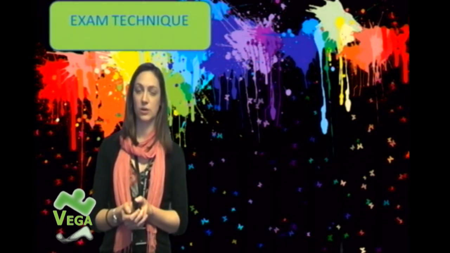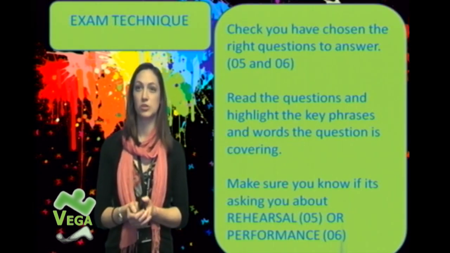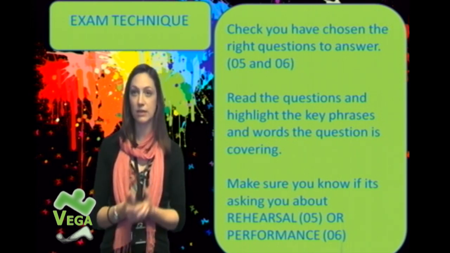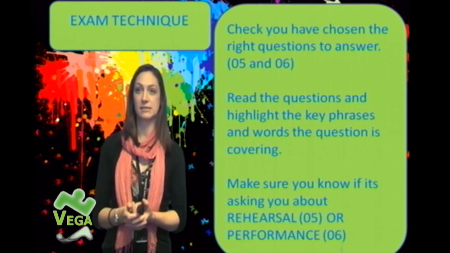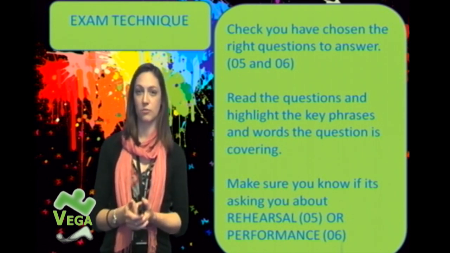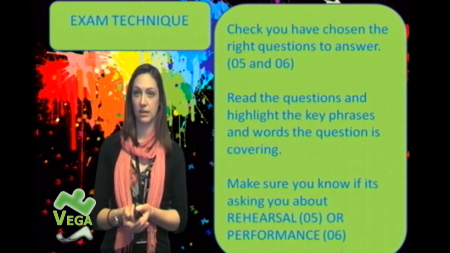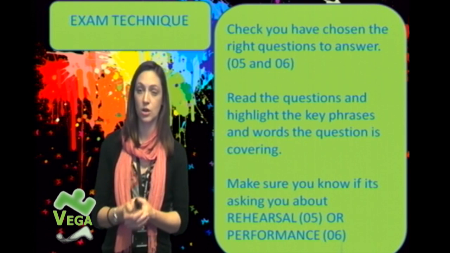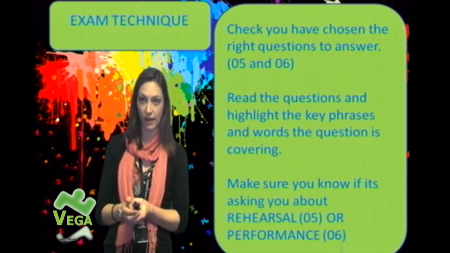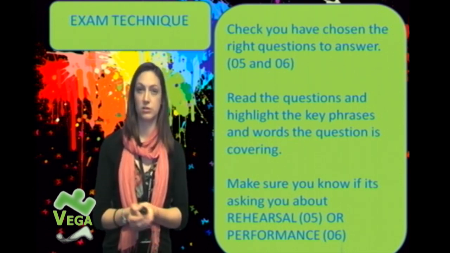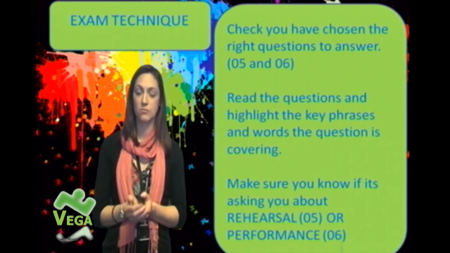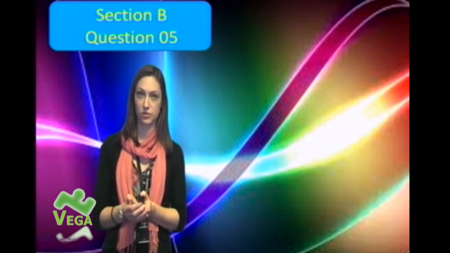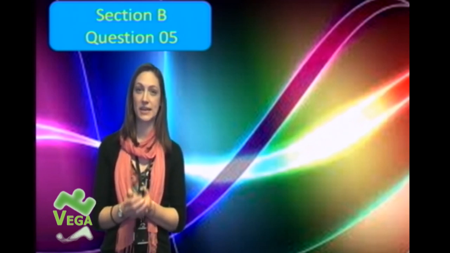Okay, so exam technique. When you get your exam paper, the first thing you need to do is check that you've chosen to answer the right question, 5 and 6, and then read the question and highlight the key phrases and words the question is covering. This way you'll make sure that you've answered everything that you need to answer. Make sure you also recognise if it's asking you about rehearsal, what you did in preparation, question 5, or performance, what you did in performance, which is question 6, and you must make sure that you're talking about one or the other.